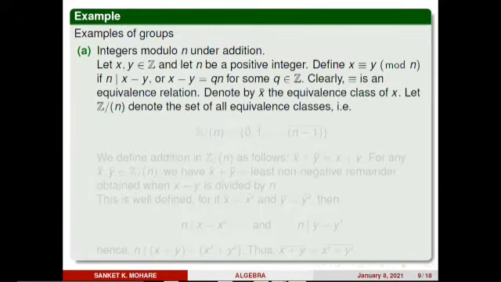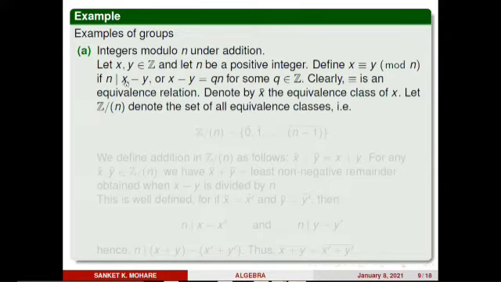So let x, y belong to Z. Z is what? The set of integers. And let n be a positive integer. Then we define x congruent to y modulo n. Everyone is familiar with this symbol: x is congruent to y modulo n.